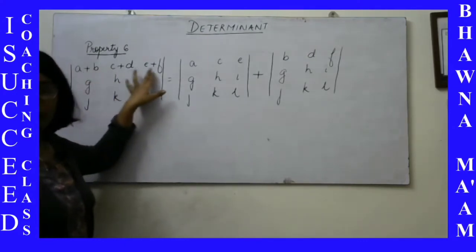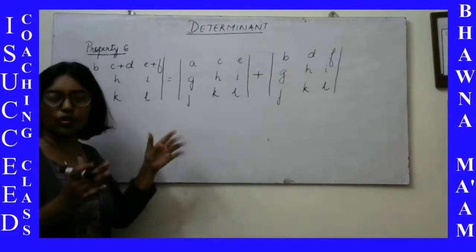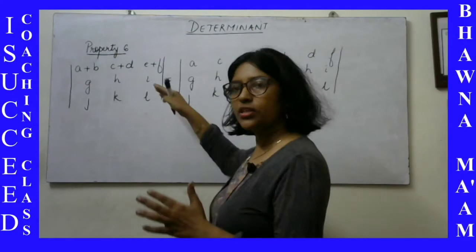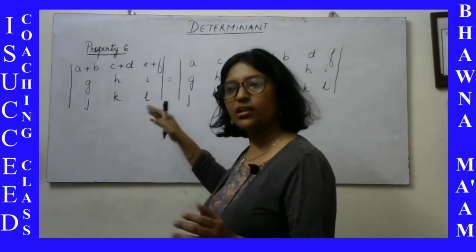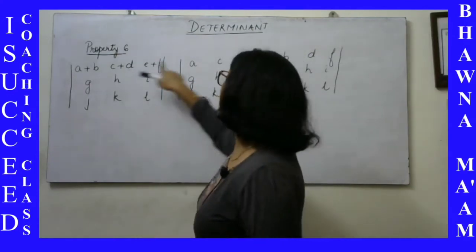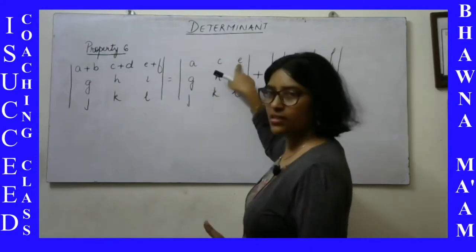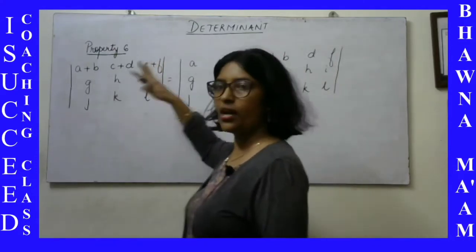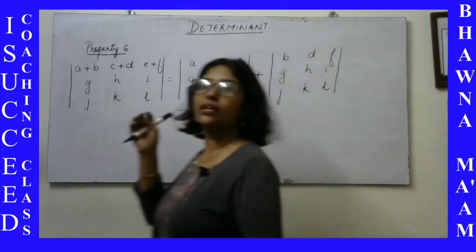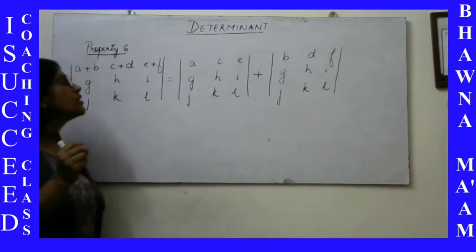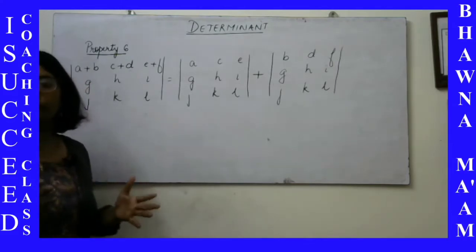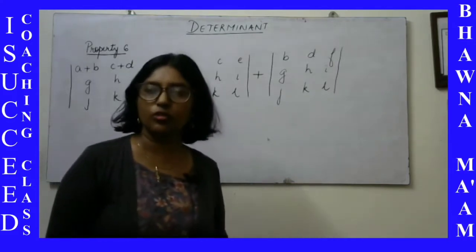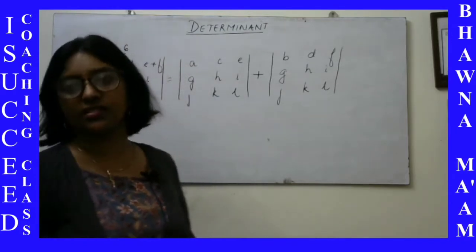If one row is made up of the sum of two elements, then we can just split this up, leaving the second and the third row, which have single elements, as they are, and just split the first row as A and C. That's one of the two elements which are present here, and the other one goes in the second determinant. Okay. So this is how property 6 works, and that's why I did leave this in the previous videos. We'll be taking up examples to understand this.